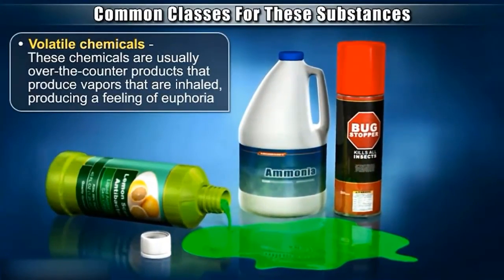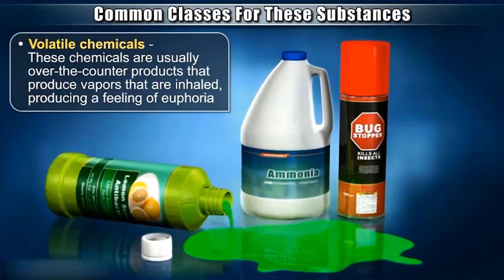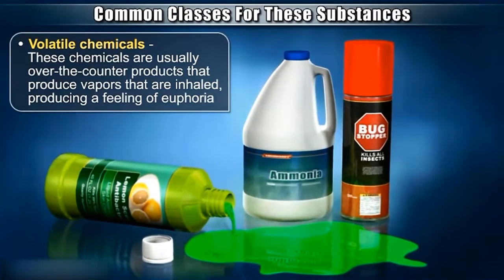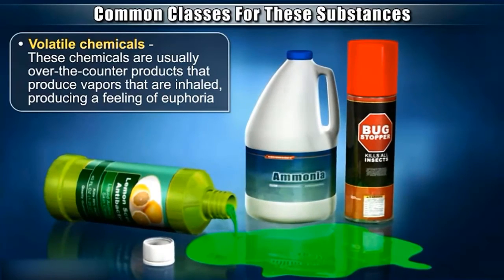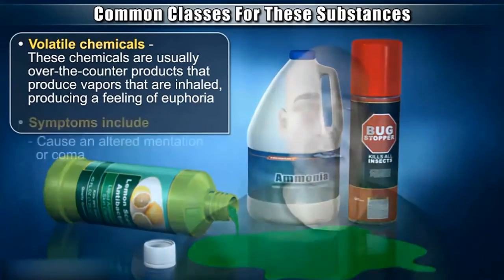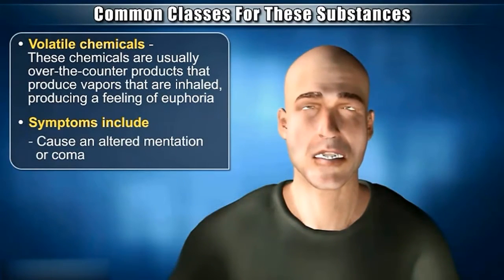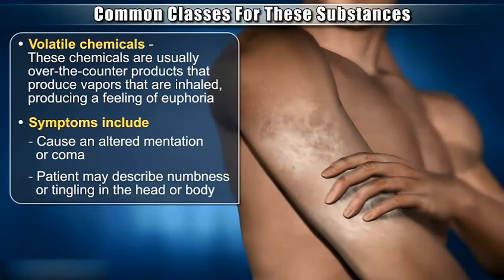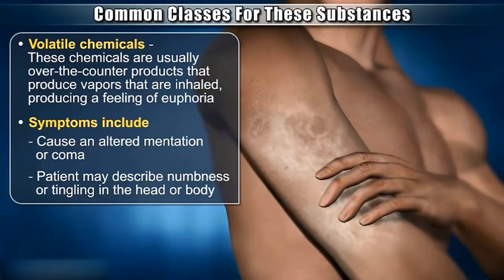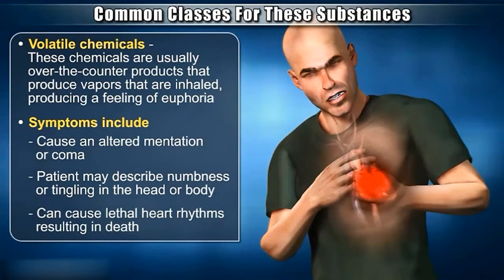Volatile chemicals. These chemicals are usually over-the-counter products that produce vapors that can be inhaled. This produces a feeling of euphoria. These chemicals can cause an altered mentation or coma. A patient may describe numbness or tingling in the head or body. The drug can cause lethal heart rhythms, resulting in death.